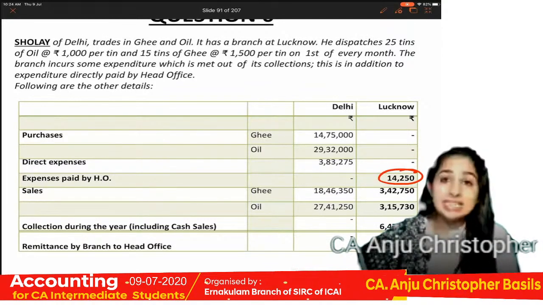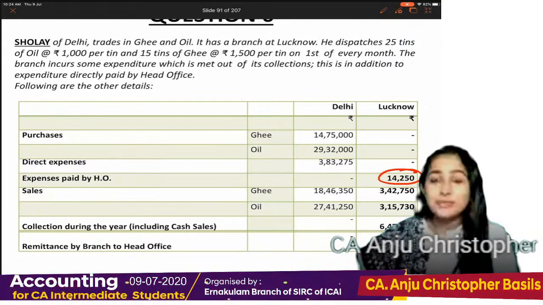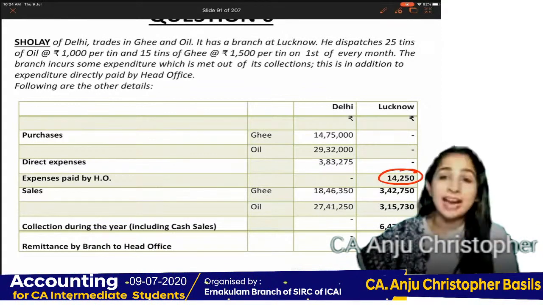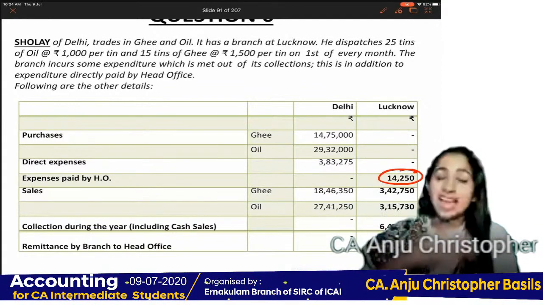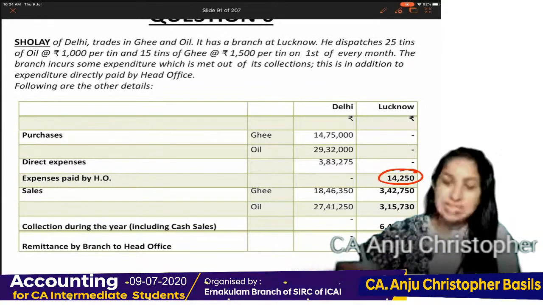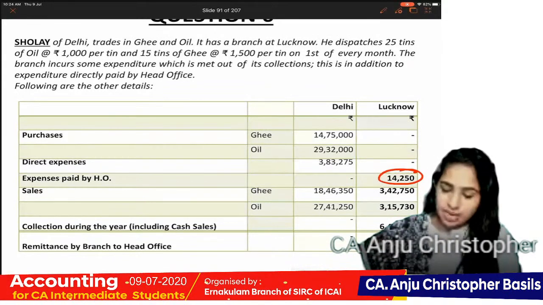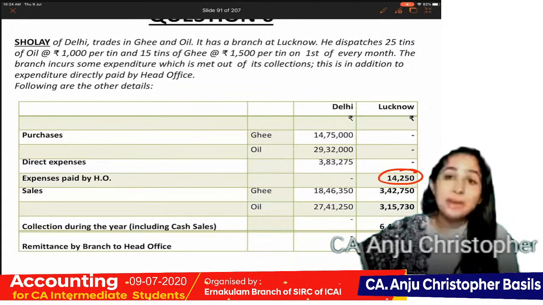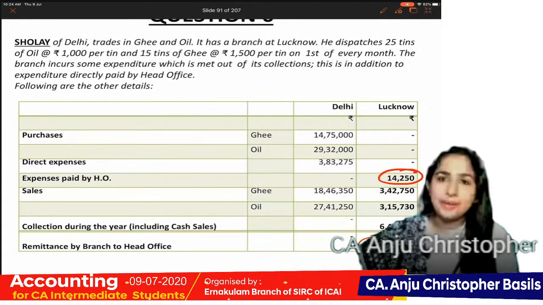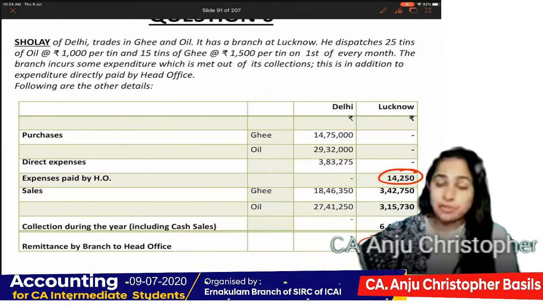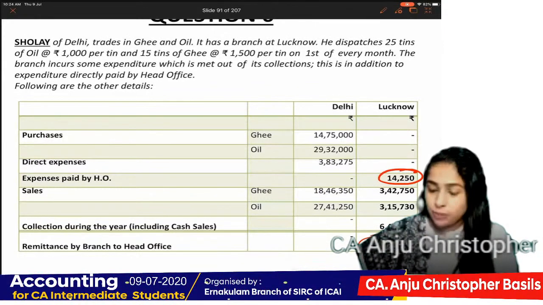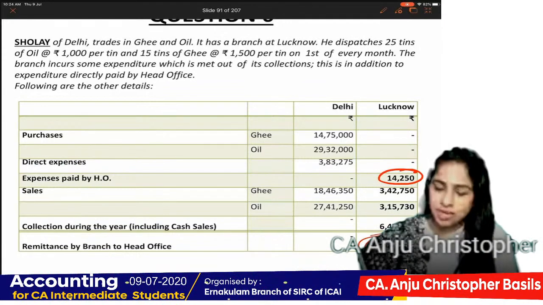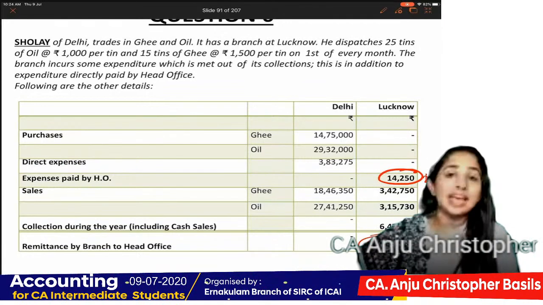The sales, it is not the sales that we write. Instead, we write the actual cash collected and the cash remitted to head office. So it is not the sales. We'll see how much it is. The collection during the year is given, but of that, how much is the amount that you remitted to the head office? This is the amount which you will write on the credit side. This you will write in the debit and this in the credit side.